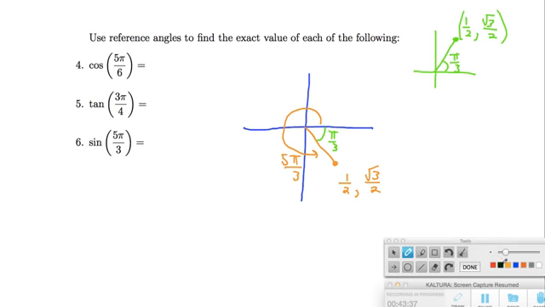Now, since we're in quadrant 4 here, any point in quadrant 4 is going to have a positive x value and a negative y value. So this particular point is going to have a negative on the square root of 3 over 2. The x value stays positive. Now, last thing, remember cosine's first, sine second. So if we're looking for sine of 5 pi over 3, the answer is negative square root of 3 over 2.